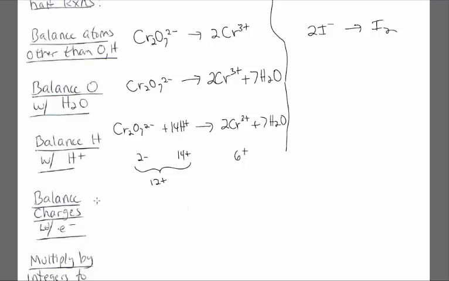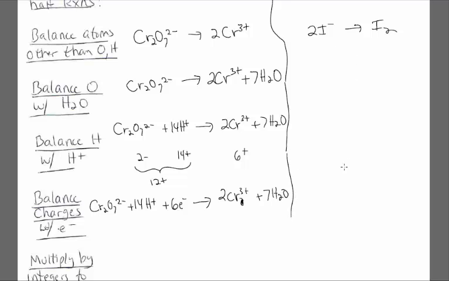So we'll rewrite Cr2O7 2 minus plus 14H plus, and we'll have to add 6 electrons on that side because we had too many positives on that side. The other side stays the same: 2Cr3 plus plus 7 waters.